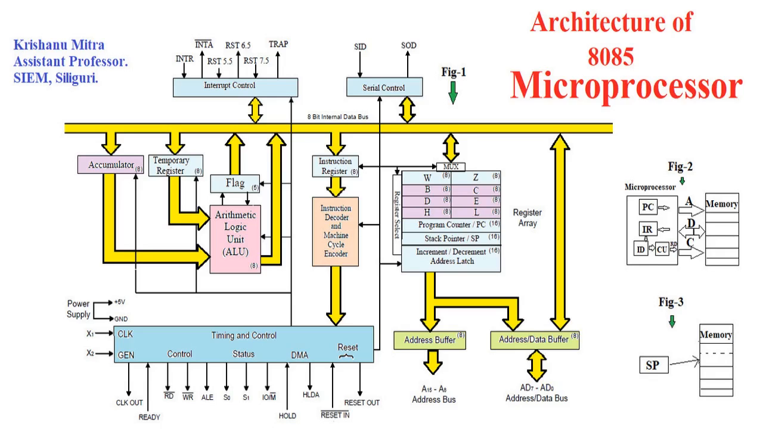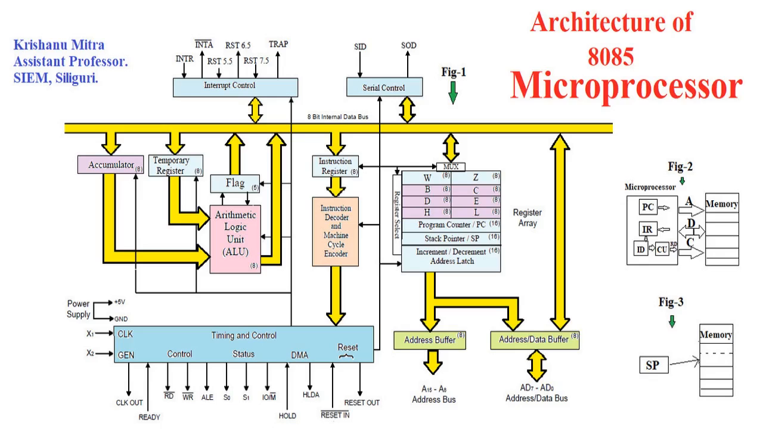Now, after fetching the instruction, suppose there is an addition program and we need to add some data. As we know, the first data will be in the accumulator and the second data will be in any one of the general purpose registers like B, C, D, E, H and L. Suppose one data is in the B register and another data is in the A register, and we need to add these two data.